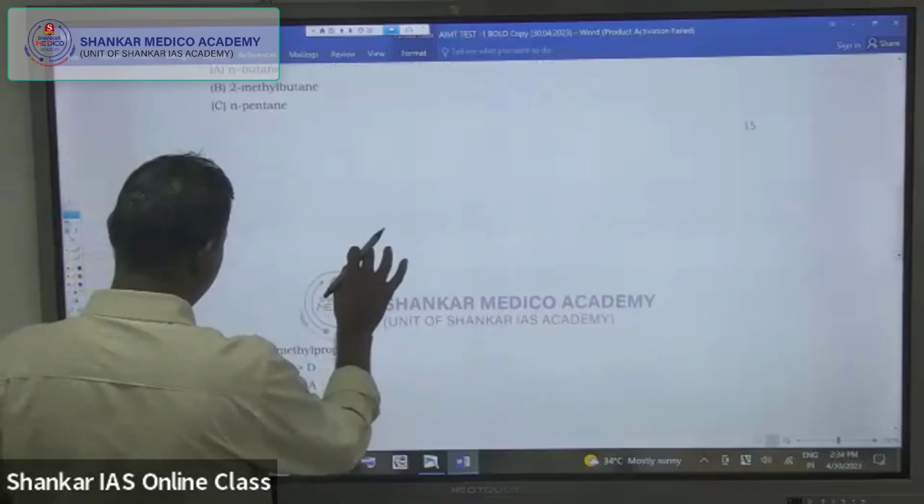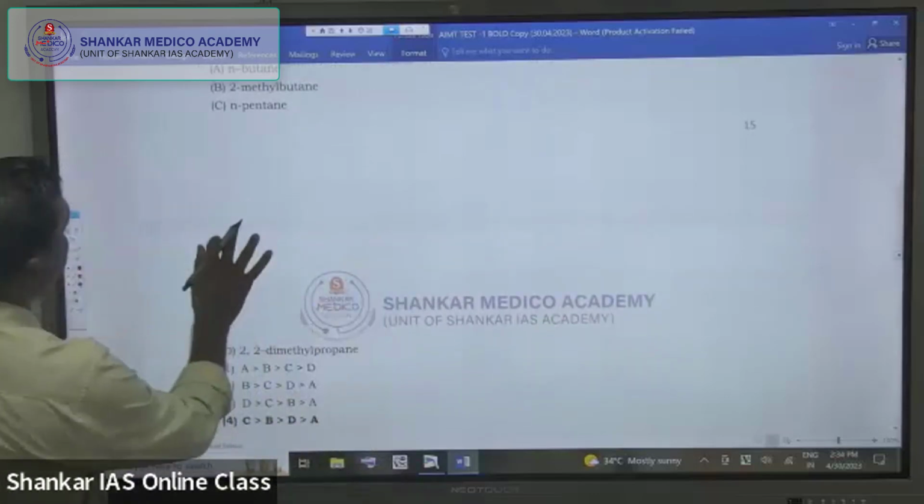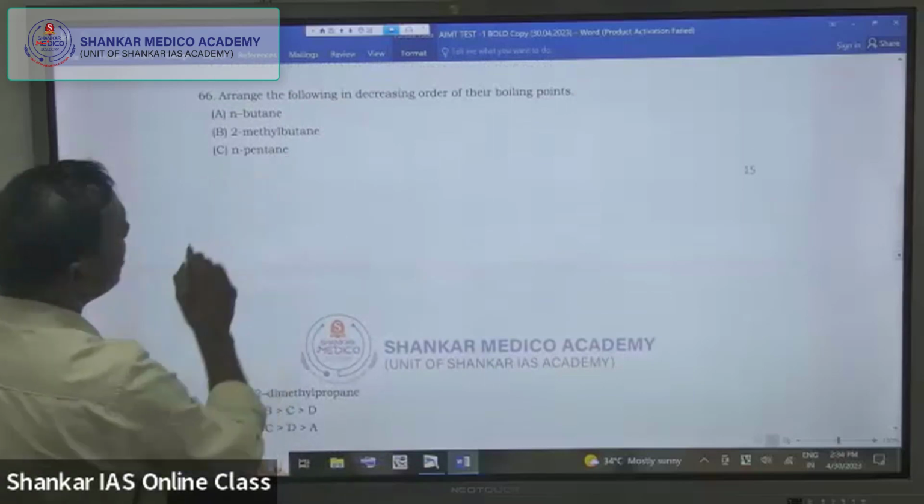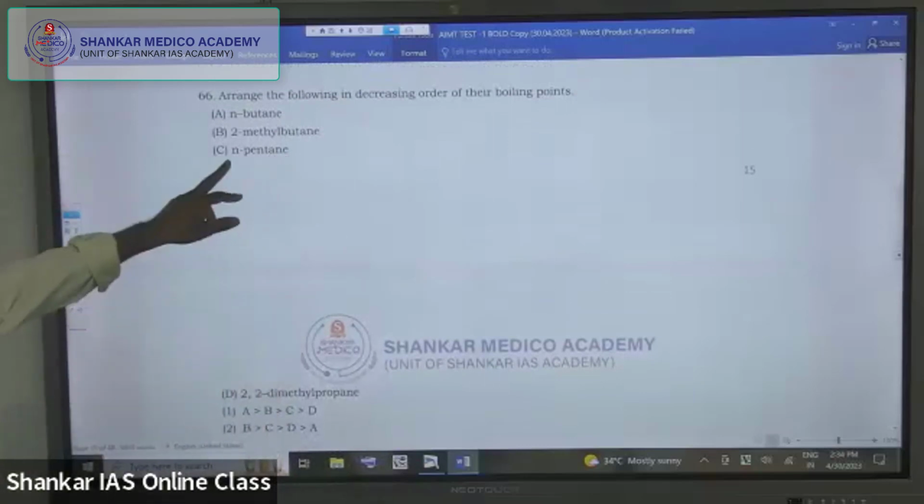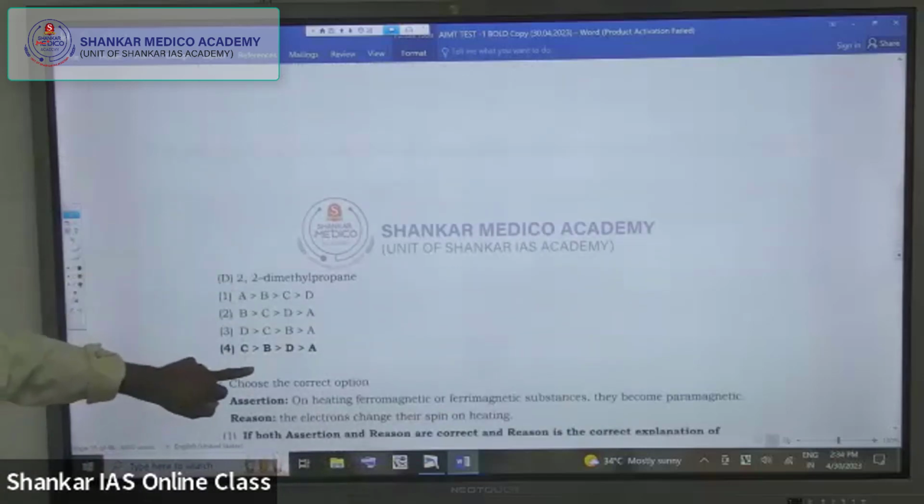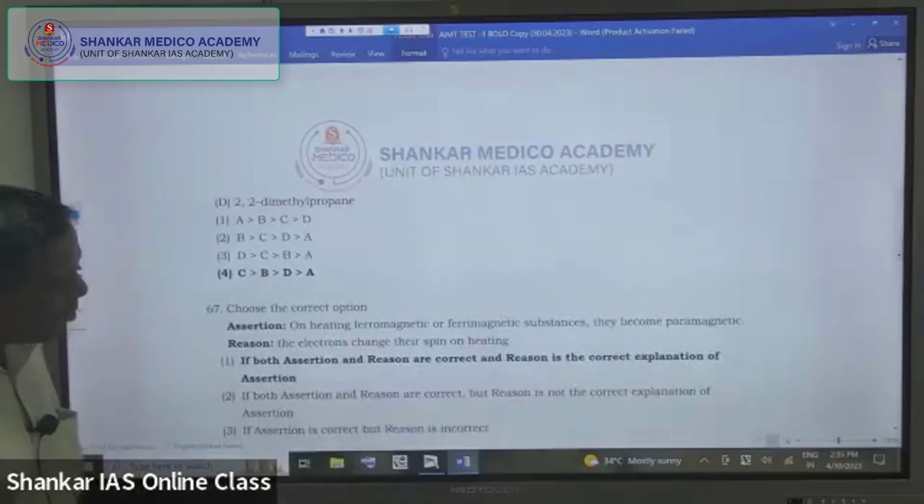And finally, this is a butane and n-pentane. So probably this is a high molecular weight n-pentane. That has the highest boiling point. So C is the only one choice. You don't need to see anything. Just go through it, and you have to save the time.